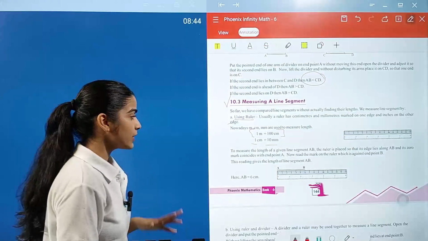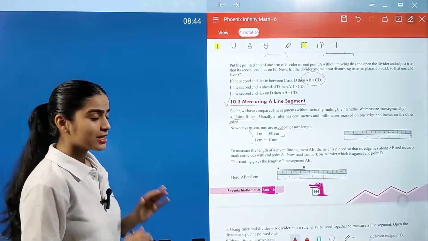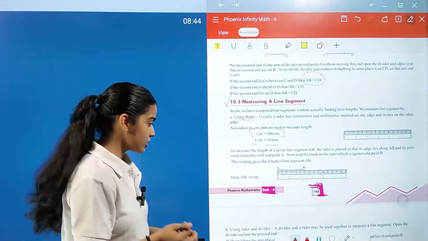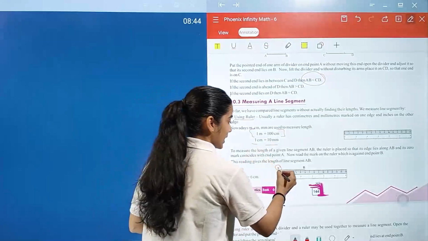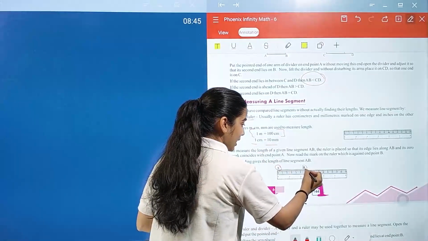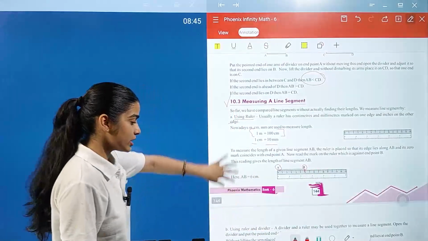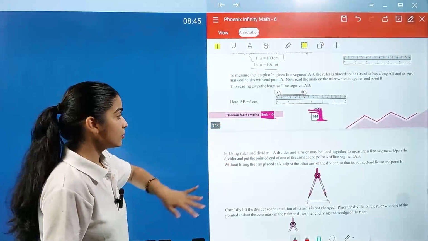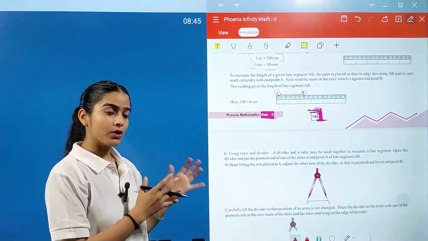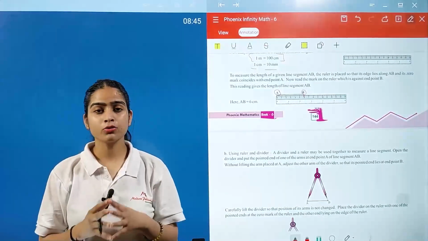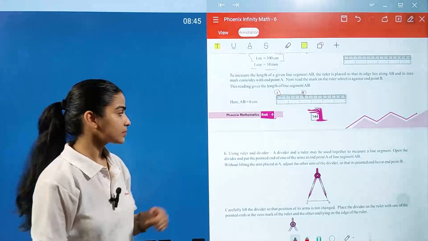To measure the length of a given line segment AB, the ruler is placed so that its edge lies along AB. Simply, you have to put your 0 at the initial point A, and you have to see where your line ends. Here your line ends at B, and at B you measure what? 6 centimeter. It means AB is equal to 6 centimeter. Same process you have to do for the next line, and after you have completed this activity, you have two measurements, and according to the measurements you can simply write your answer, which one is smaller, which one is longer.